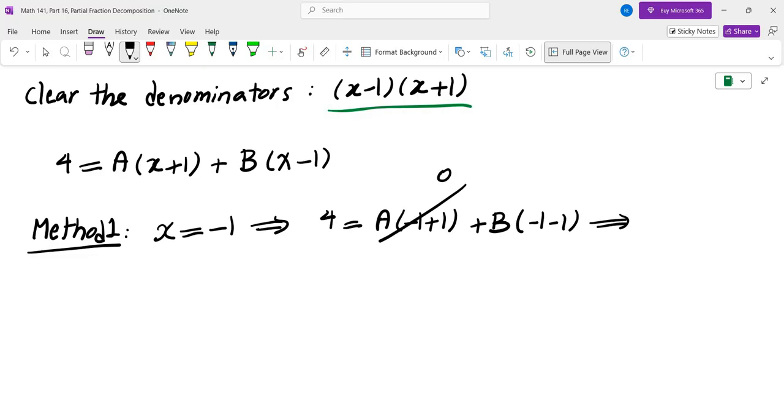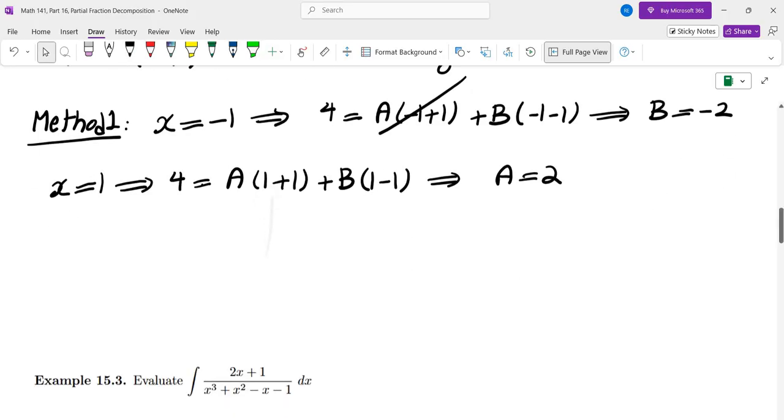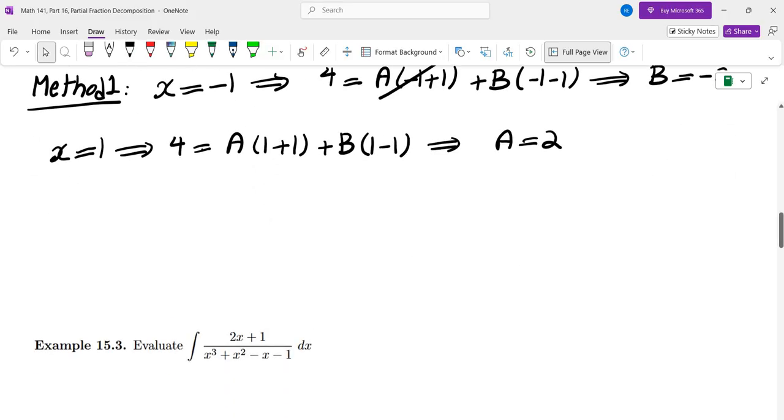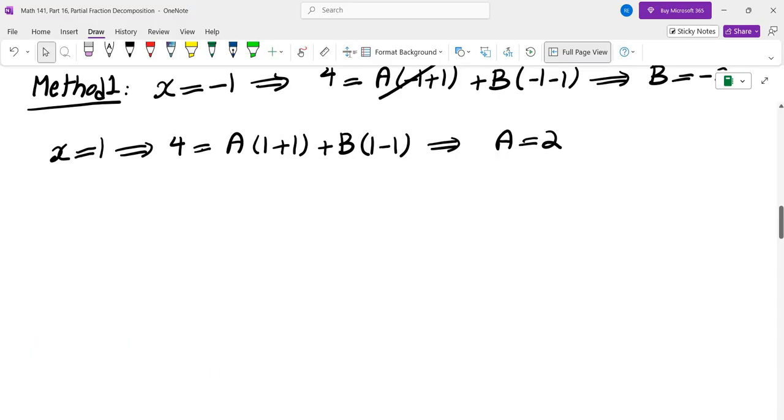This is 0, so the other one gives us b equals negative 2. If we plug in x equals 1, the coefficient of b disappears. That would be a times 1 plus 1 plus b times 1 minus 1. And that gives us a equals 2 because it is 4 equals 2a. So that means the integral was separated into two simpler integrals.